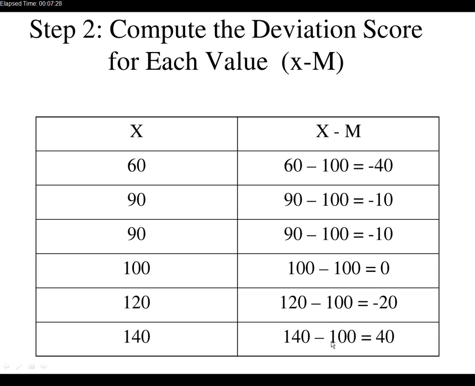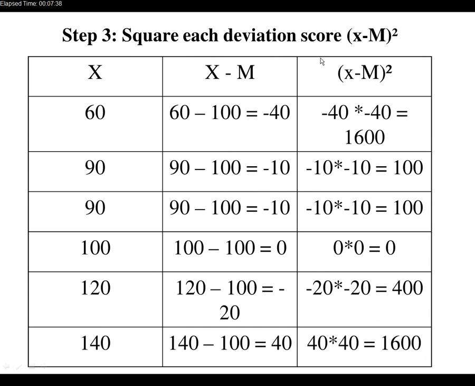Just go ahead and work these down. You could put it on pause, and as soon as you confirm that each one of these numbers is right, pop over to the next screen. Step 3, we're squaring each deviation score. So we're taking x minus the mean squared, all right, to get rid of the negative numbers, and we come up with 1600.